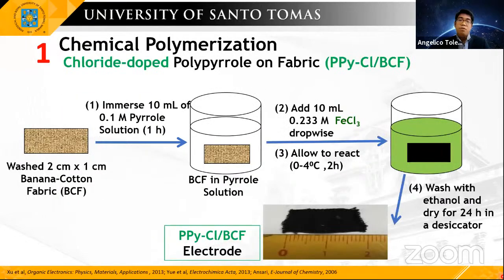So for the preparation of the chloride doped polypyrrole on fabric, or PPY Cl BCF, basically the fabric was immersed in the pyrrole solution for an hour, and then ferric chloride was added dropwise into the pyrrole solution to initiate the reaction, and it was allowed to react for 2 hours under an ice bath. And then after that reaction, it was washed with ethanol and dried for 24 hours in a desiccator. And there you have it, a PPY Cl BCF electrode.